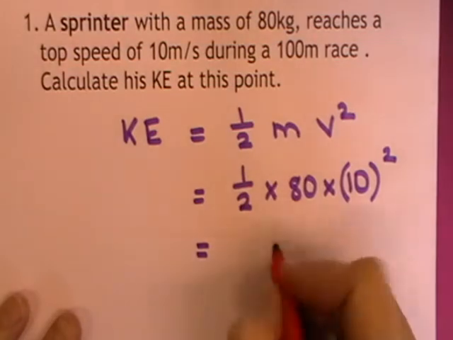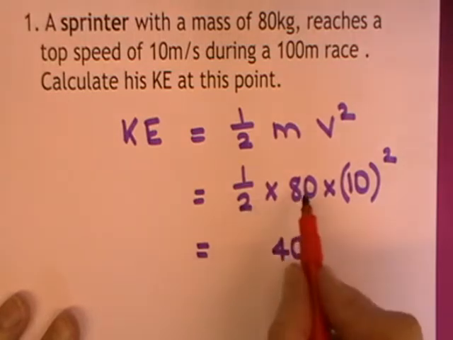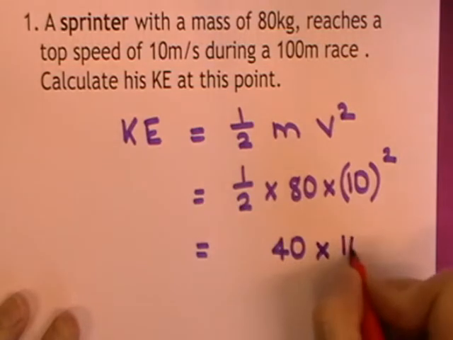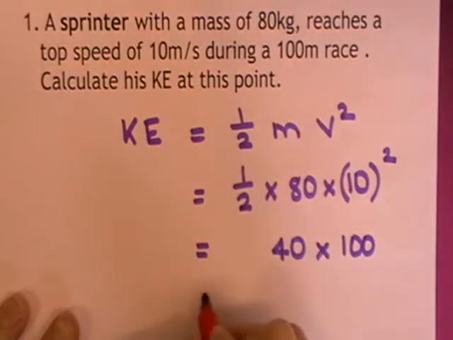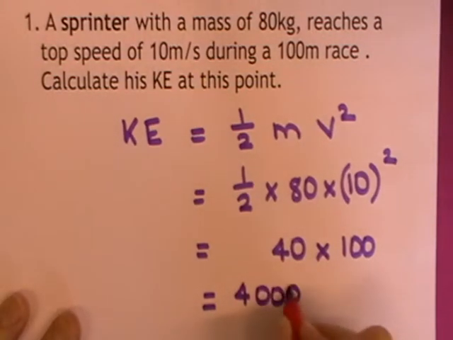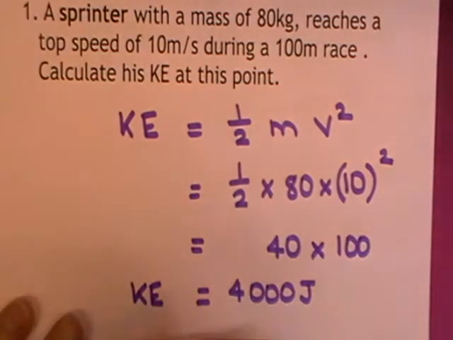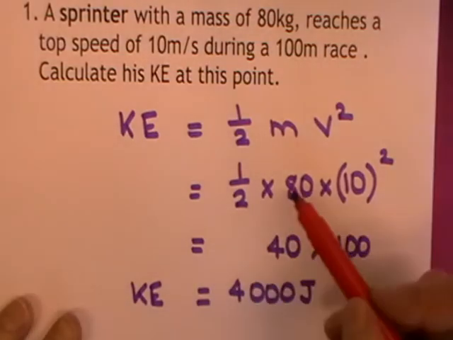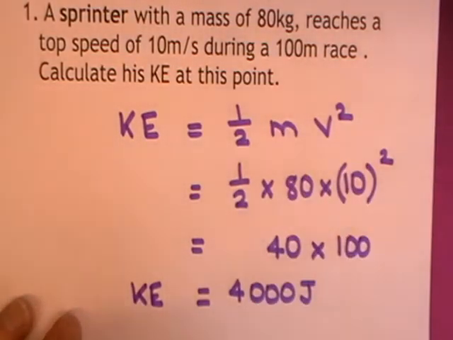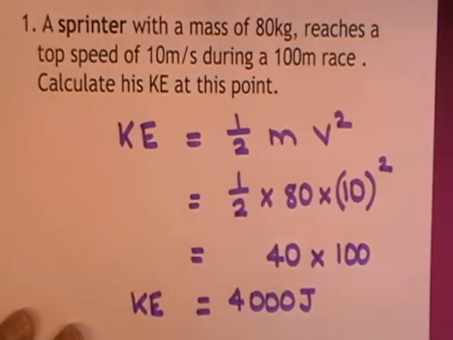A half times 80 gives you 40. You only multiply by the half once. It's only in the sum once. So a half of 80 is 40 and 10 squared is 100. That answer then gives you 4 and 3 noughts, 4,000 joules. And if you notice, it's very good to be methodical, to keep your equal signs underneath each other, to keep the numbers from the equation underneath the correct letter, and that will get you your answer. If you make a mistake, you will see very easily where you have made the mistake.